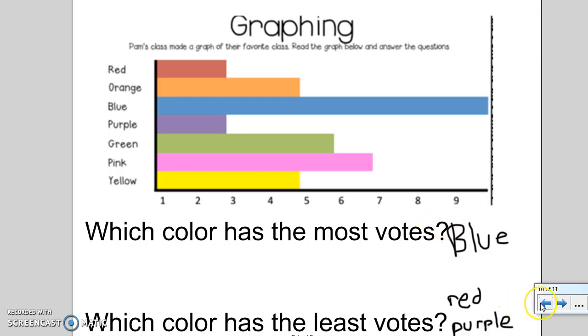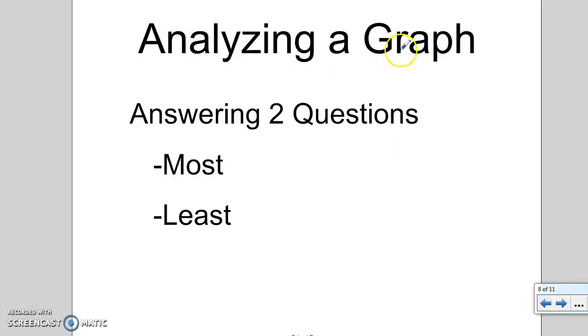So today we analyzed a graph and we talked about answering 2 different types of questions. We talked about how to figure out who has the most votes and who has the least votes.